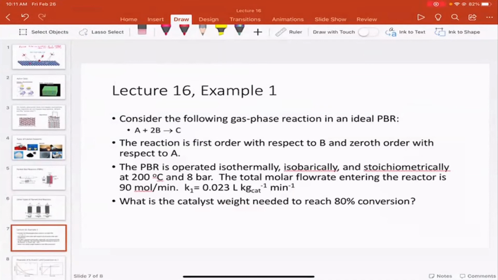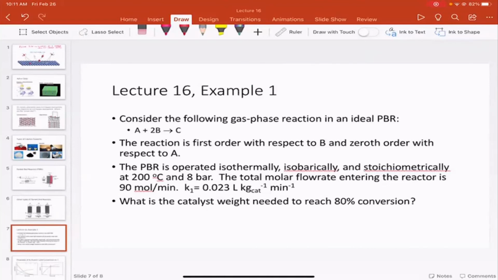The total molar flow rate entering the reactor is 90 moles per minute. We have a reaction rate constant, K1 equals 0.023 liters per kilogram minute. And we're asked, what is the catalyst weight that is needed to reach 80% conversion?